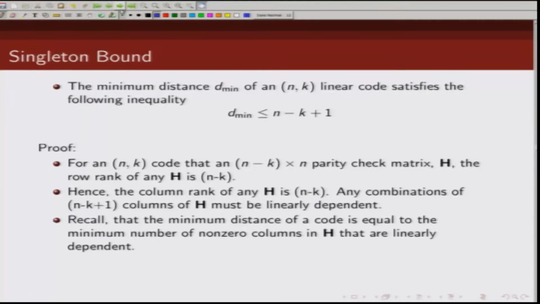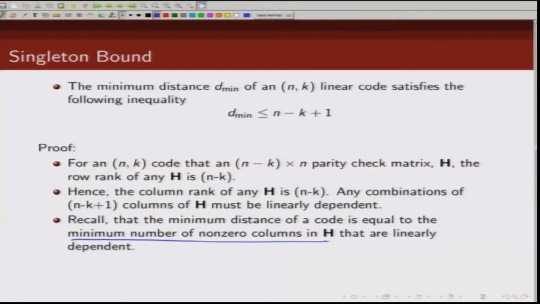And what do we know? What is the relationship between the columns of the parity check matrix and minimum distance of a code? We know that the minimum distance of a code is equal to the minimum number of non-zero columns in the parity check matrix that are linearly dependent. If you recall, we have proved that if the minimum number of columns of the parity check matrix that add up to 0 is w, then there exists a code word of that weight.